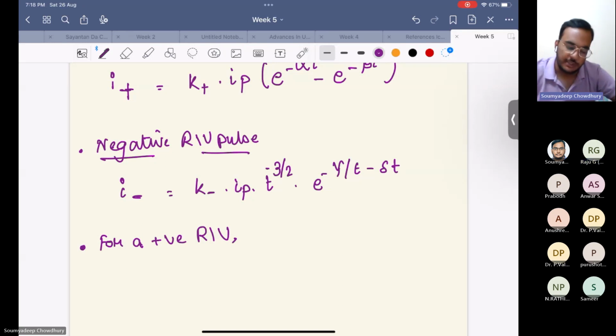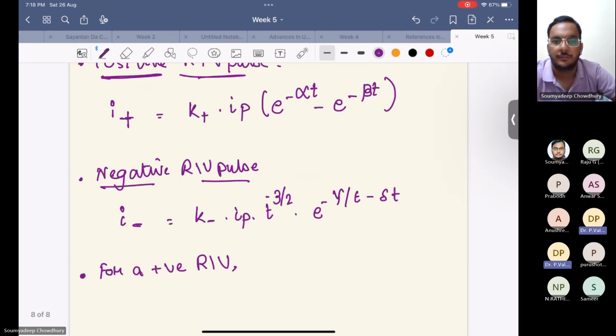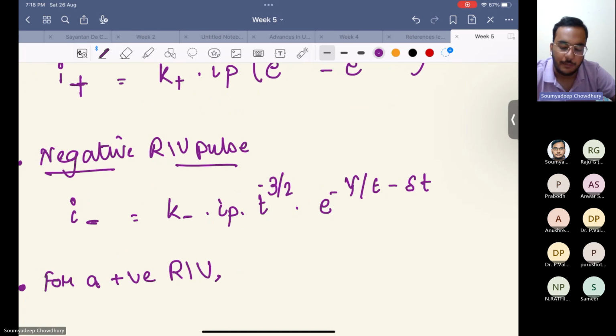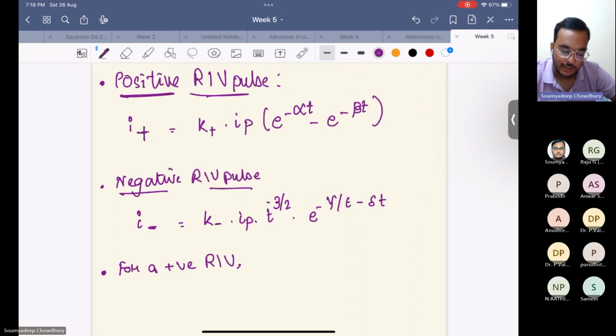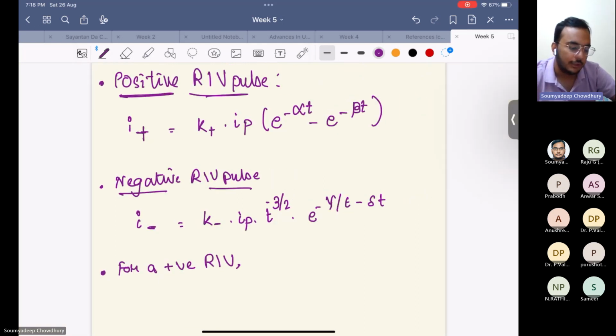This positive RIV pulse you could hear, right? Yes. Okay, fine. For the negative RIV pulse, it is basically an exponential wave, and I minus is given by K minus, which is a constant, multiplied by the peak current IP, into t to the power of minus 3 by 2, multiplied by exponential of minus gamma by t minus delta t. So gamma and delta are all constants which will depend on the rise time and the fall time of the RIV pulse. Is it clear?